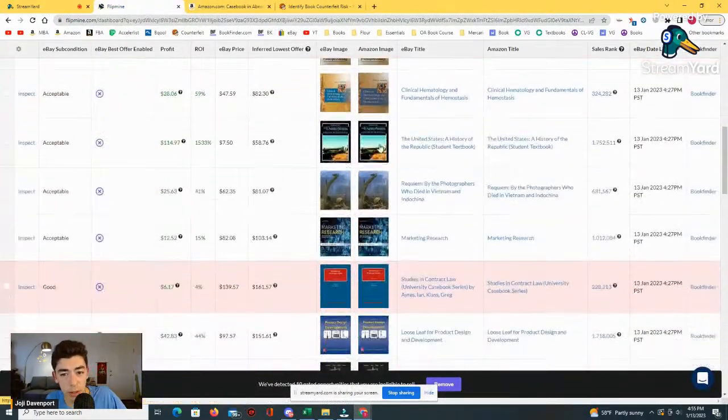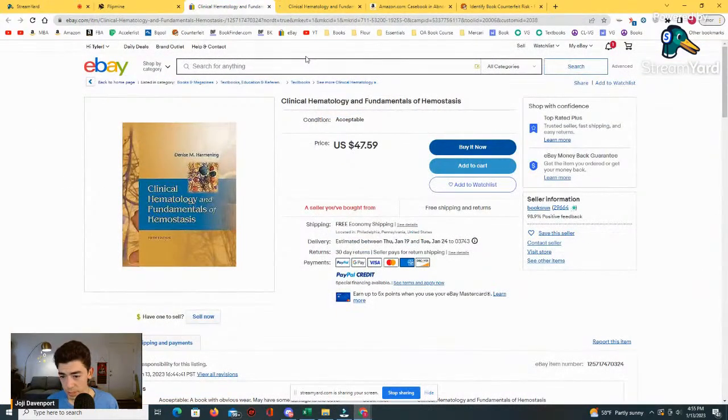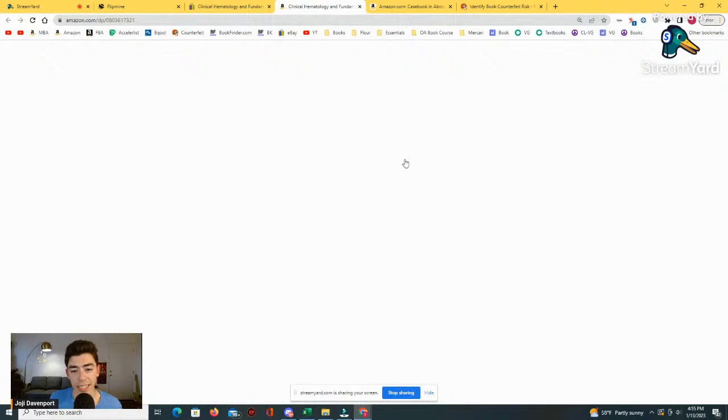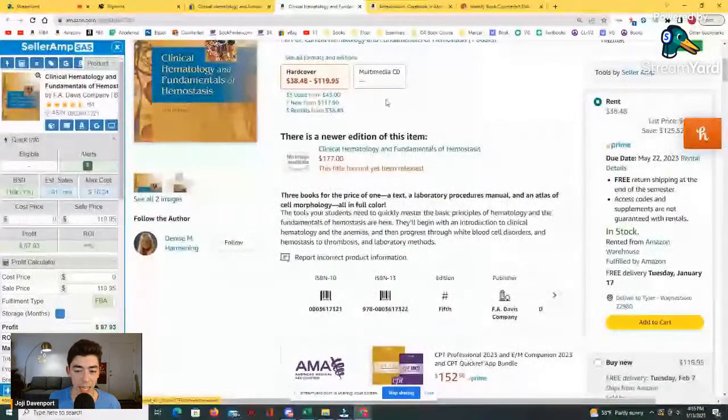So if we keep going down, there's this clinical hematology book. Looks like you could pick it up for 48, potentially sell for $82. And let's go and take a look at it. So $47 from Books Run. Let's go over here to Amazon. Again, the Amazon price is 45, so probably not getting a great deal on it.